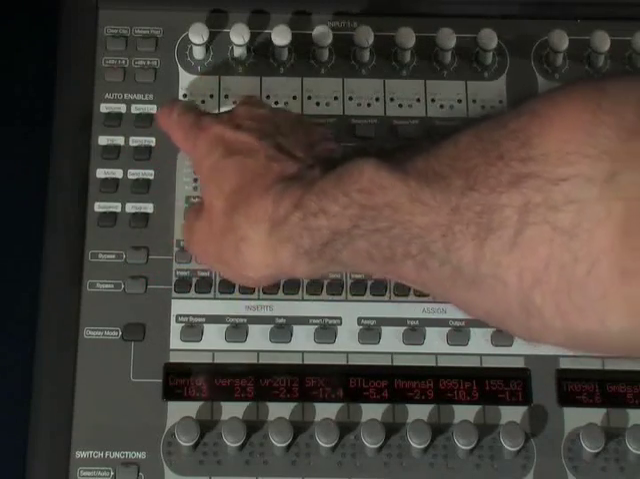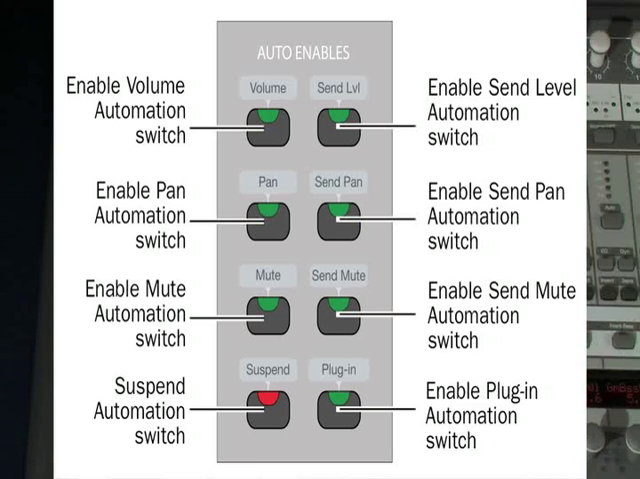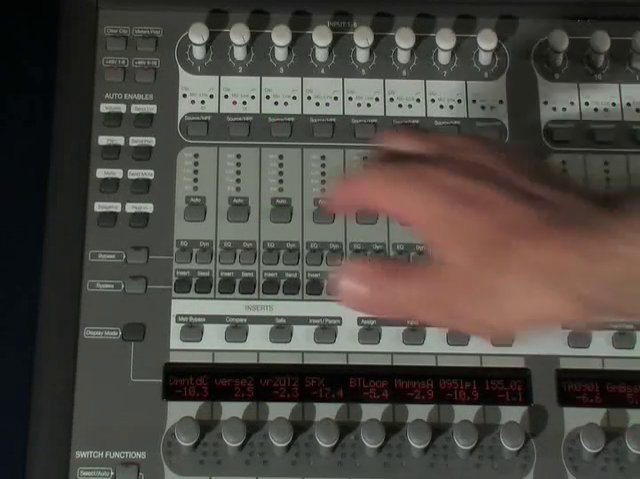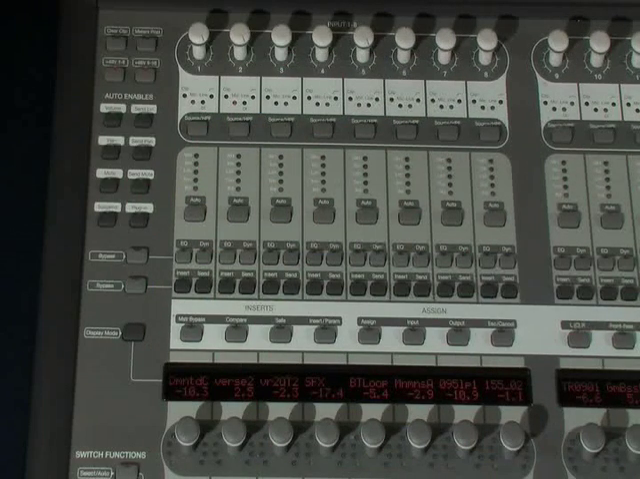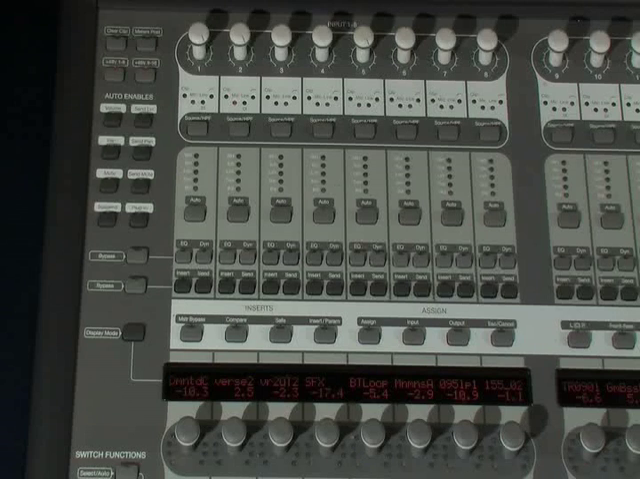Just off to the left, it's worth mentioning the auto enables buttons. These are labelled volume, send level, pan, send pan, mute, send mute, suspend and plugin. These all need to be lit if those particular types of parameters are going to be automatable. So if you want to, for example, write all your volume levels and then make sure you don't accidentally overwrite volume levels as you're doing other things, you could automate all your volume level sends on your faders, then press the volume button which disables volume. You can then be sure that as you're writing other parameters, that the volume parameters are not going to be overwritten accidentally.